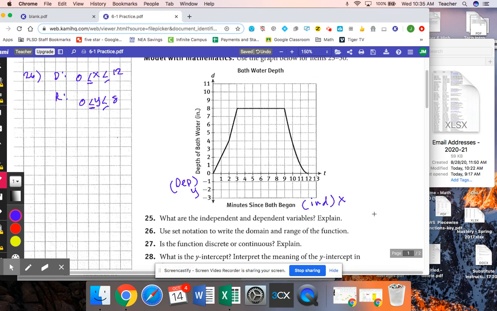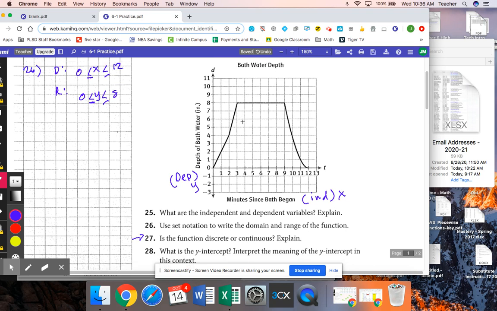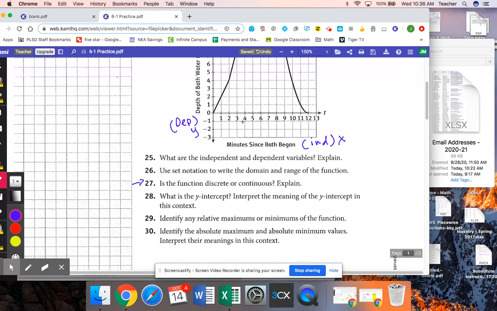That's 26. Is this function discrete or continuous? Looking at number 27 now. I've already mentioned that it's continuous because there are no breaks in here. Minutes can continue. It's not really countable. You can always break it down.